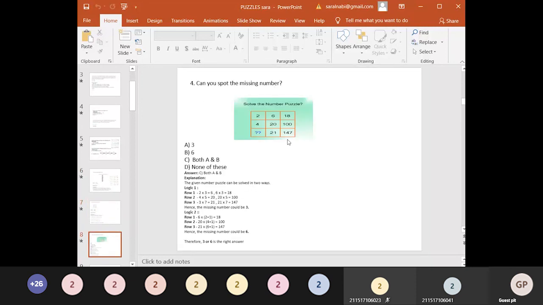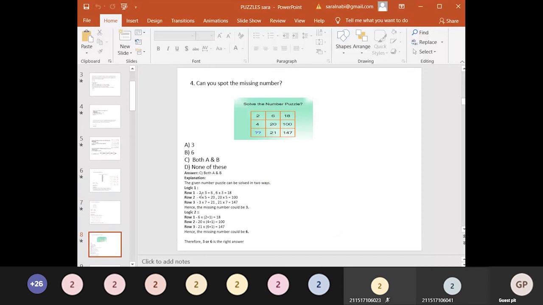Okay. And here you see there is a table they have given. We have to find out the missing number actually. Okay. So 2, 6, 18, 4, 20, 100. Okay. Right. So here we could see what is the relation in between this. So we can guess. There are two possible relations. Okay. Right. So how you can find out how it has come.